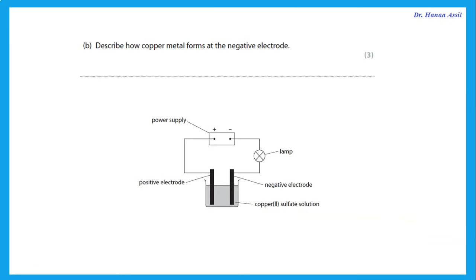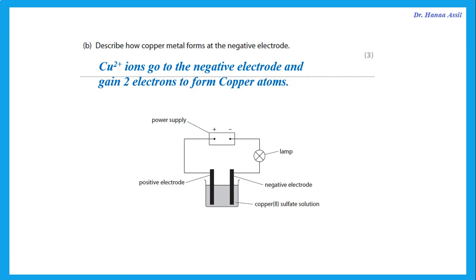Describe how copper metal forms at the negative electrode. First of all, you should know copper ions are the ones that change to form copper metal. Now, copper ions are positive or negative? They're positive, of course. Copper has 2 positive charges on it, so it goes to the negative. It is attracted to the negative electrode, and when a positive ion goes to the negative electrode, it gains electrons. So the copper 2 plus goes to the negative electrode, it gains 2 electrons to form copper atoms.